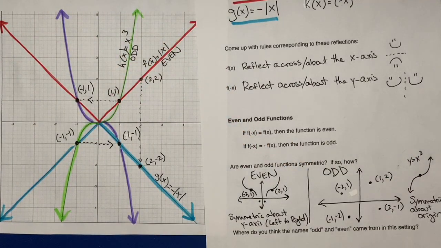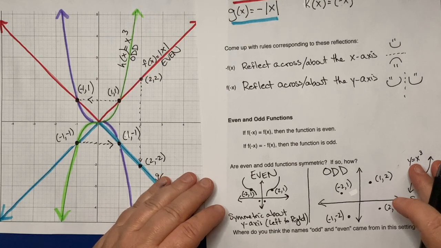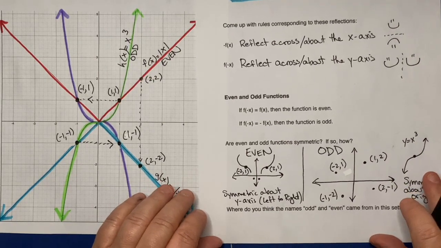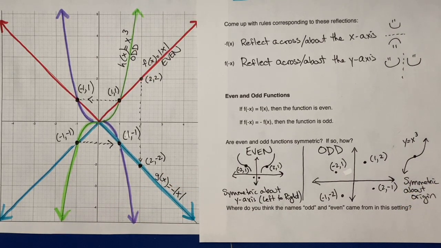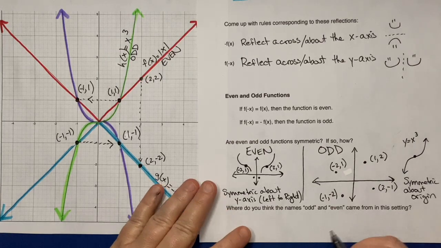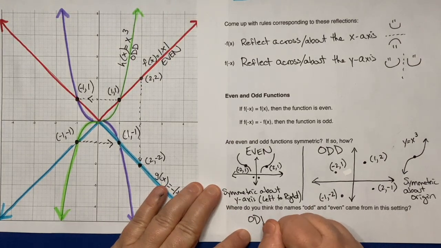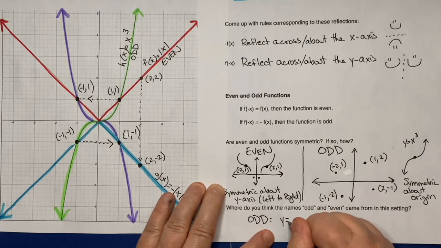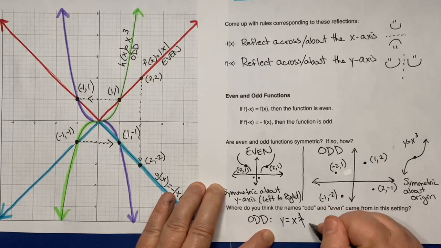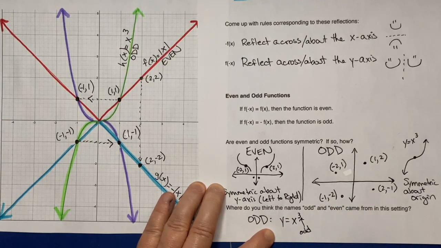Okay, so what do you think was the reason for the names odd and even? Odd, y equals x cubed. Yeah, it's odd powers of x.